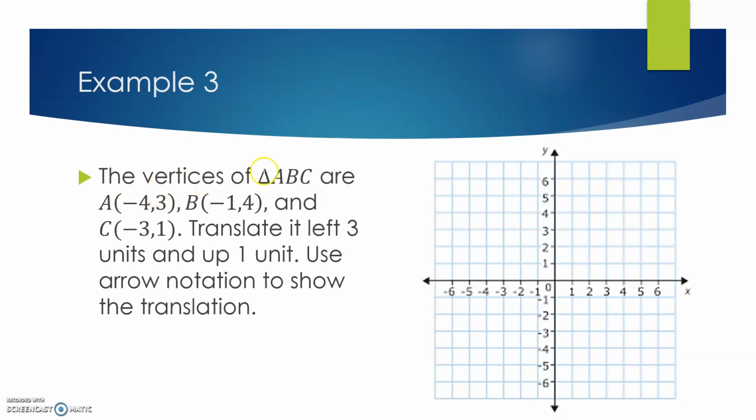So the symbol right here means triangle. It's just defining that ABC is a triangle. Our A is -4, 3. So I'm going to put that here and label it. Point B is at -1, 4. And C is at -3, 1. And since they told me it's a triangle, I'm going to go ahead and connect my dots.